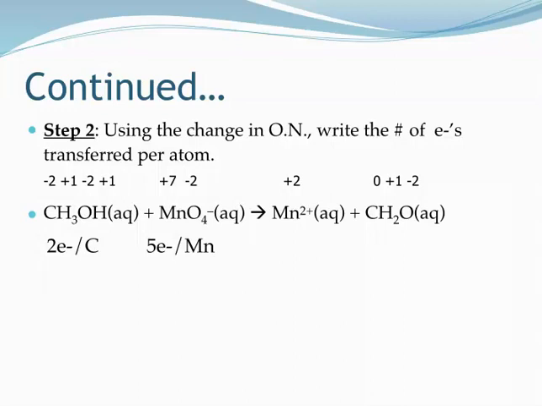In this example, you can see that carbon has an oxidation number of -2 on the reactant side and an oxidation number of 0 on the product side. This means that there is a change of 2 electrons for each carbon atom. Meanwhile, manganese is changing from an oxidation number of +7 to an oxidation number of +2. This means that there are 5 electrons transferred for each manganese atom.